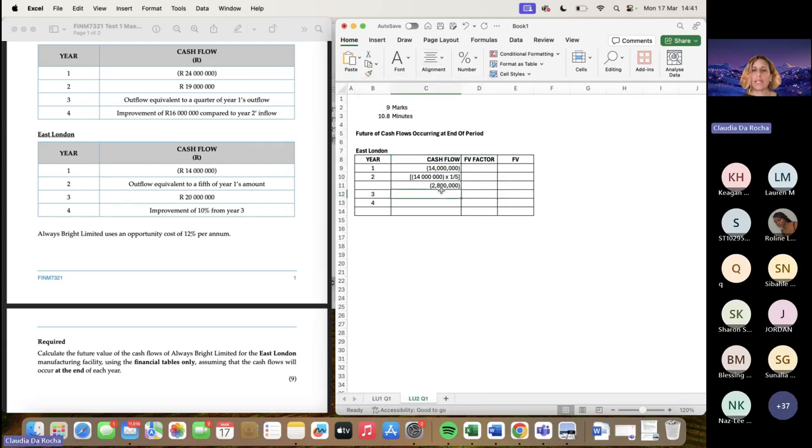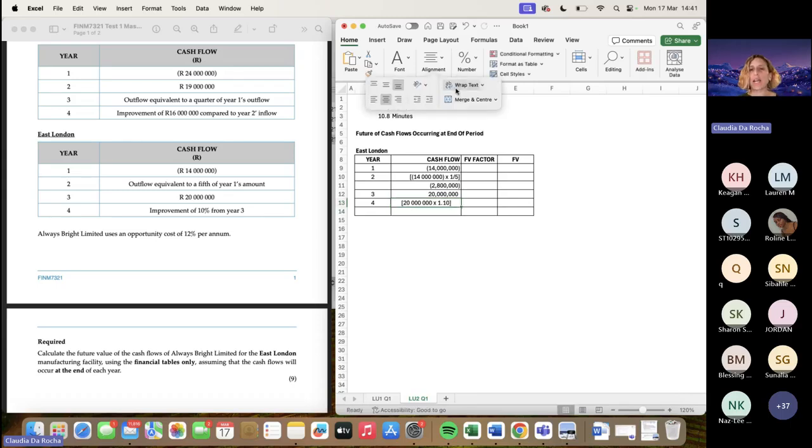Then year 3, it's 20,000, so it's very easy, or 20 million, sorry. And I just include that value in there. Okay, very simple. Then for year 4, an improvement of 10% from year 3. So I've got to include my calculations. So I'm going to say 20 million times 1.10. Why am I saying 1.10? Because I'm saying that 20 million is increasing by 10%.